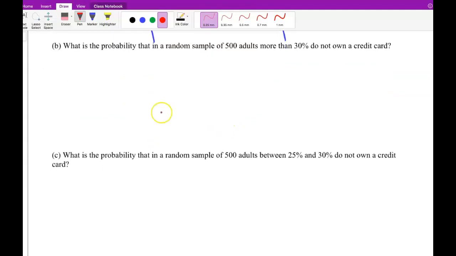Now part B, what is it? That in a random sample of 500 adults, more than 30% do not own a credit card. So probably when this sample proportion is more than 30%, so greater than 0.30. Convert to z-score first.